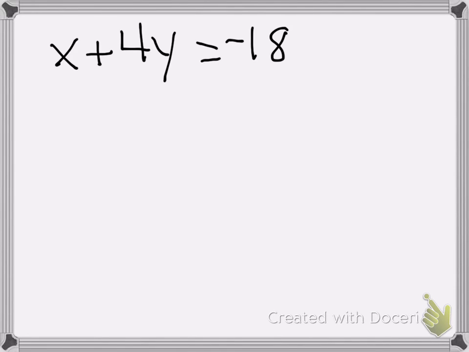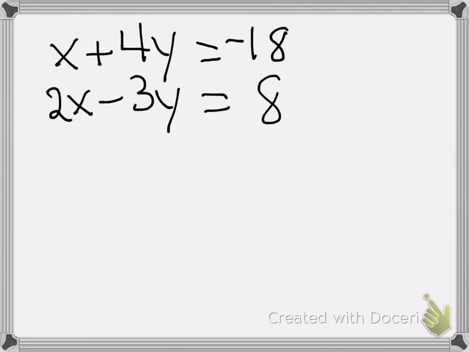Okay, now then I'm going to go ahead and write down the problem. x + 4y is equal to -18, and 2x - 3y, and that is equal to 8.